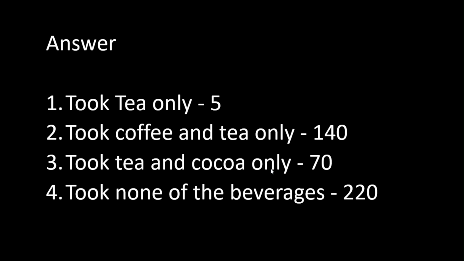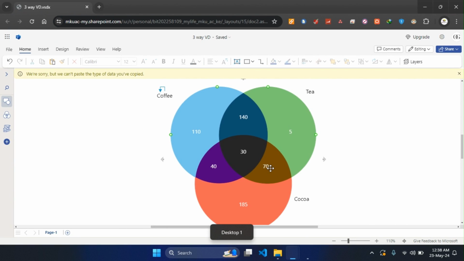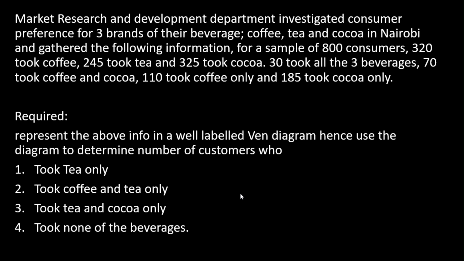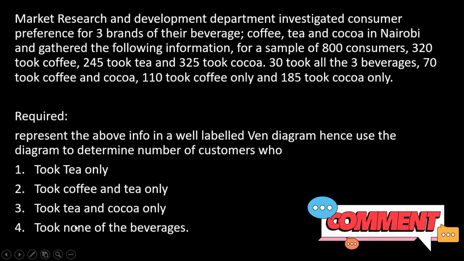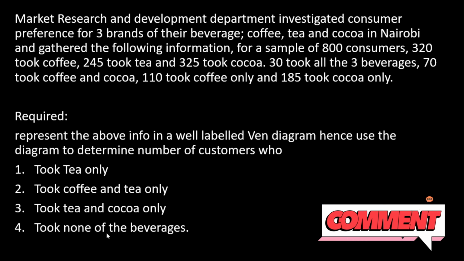And then those who took none of the beverages. Wow, this is awesome. How did I get that 222? Now this is how I got it. You add all the numbers, those who took coffee, those who took tea, and those who took cocoa, and we deduct it from the total. Remember, initially the question stated very well that research was conducted for how many participants? We did conduct a research for 800 consumers. All right, so that would leave you with a balance of 222, those who took none of the beverages. There are people who are outside the rectangle.